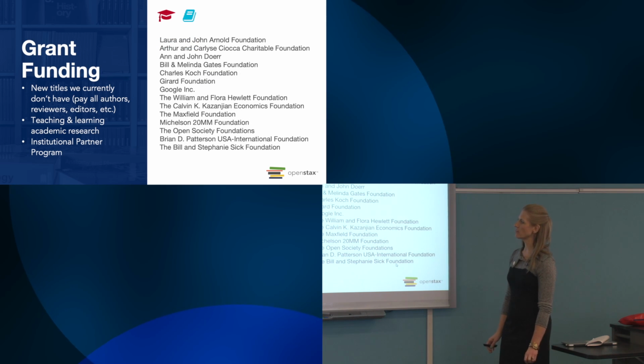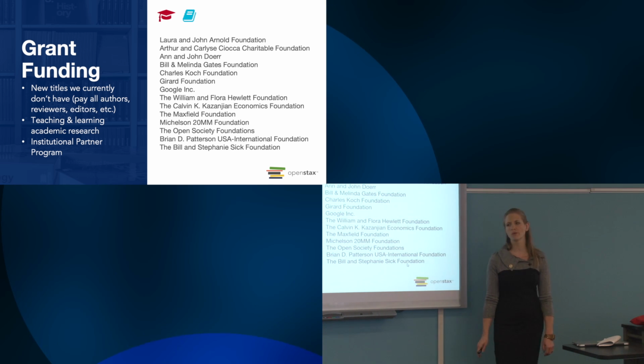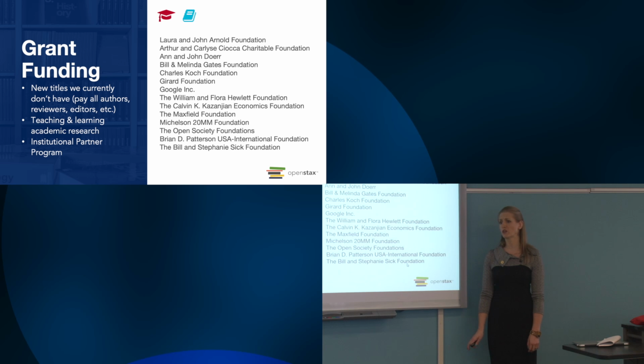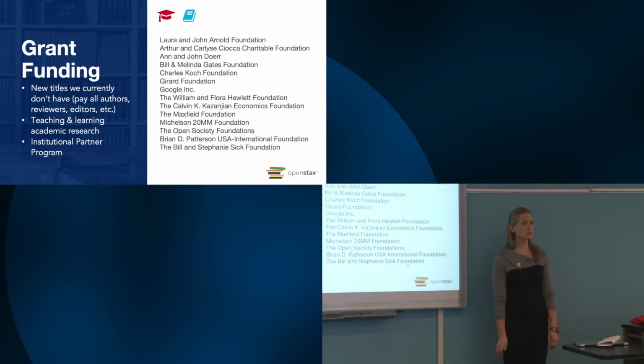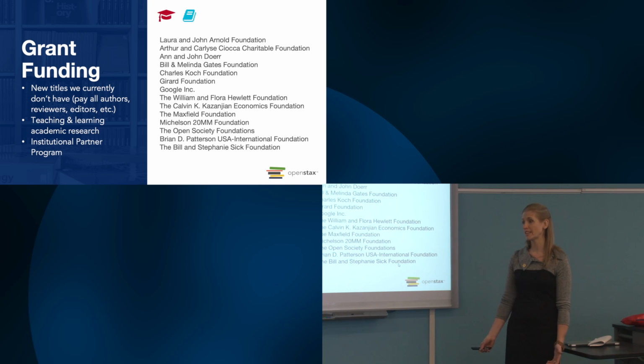I usually get the question of how we're funded, so I like to cover this. For brand new titles, whenever we're publishing a book, we do require grant funding for that. And the reason is we spend somewhere between $500,000 and $2 million per textbook that we publish. Where does that money go?